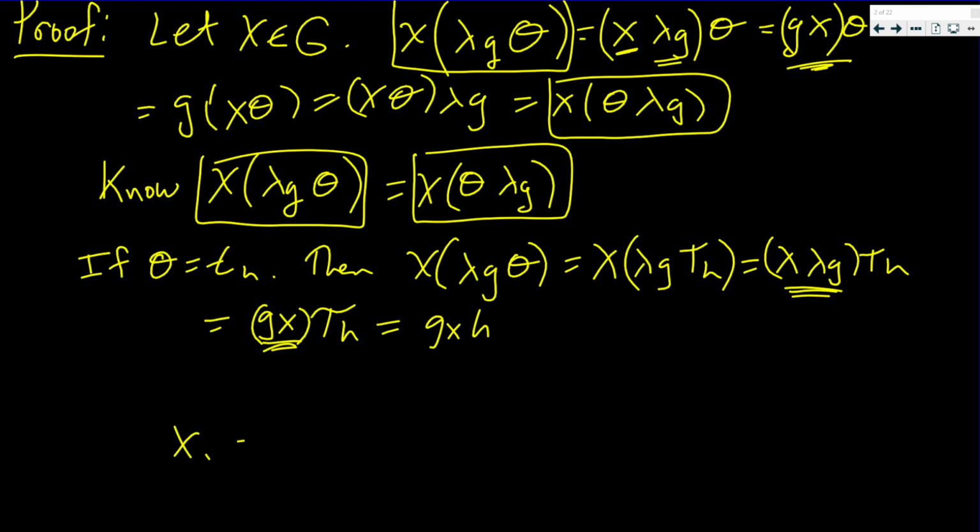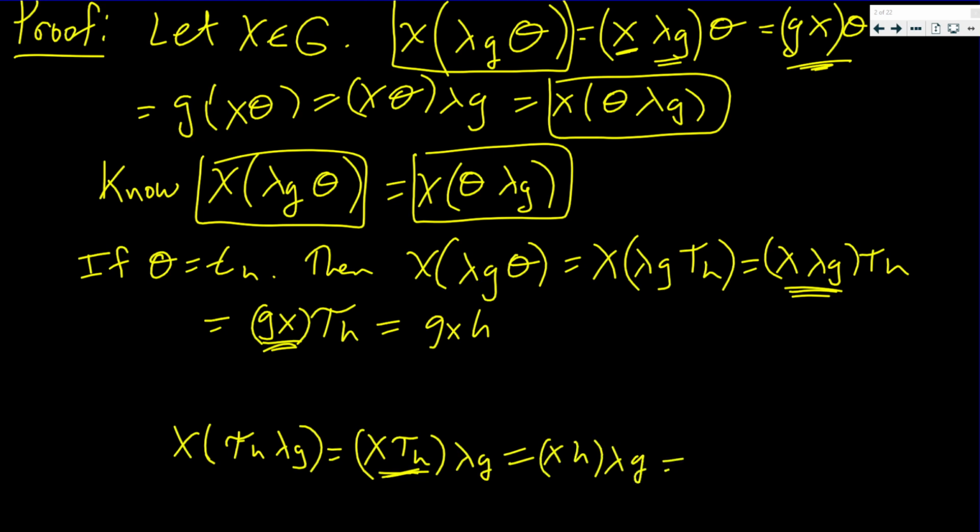So x composed with theta, tau sub h times lambda g. This is x tau h, and then lambda g. This here is just xh. Lambda g, you take xh and you multiply it on the left by g. Sorry, I said it correctly: multiply on the left by g. And this is what we have.